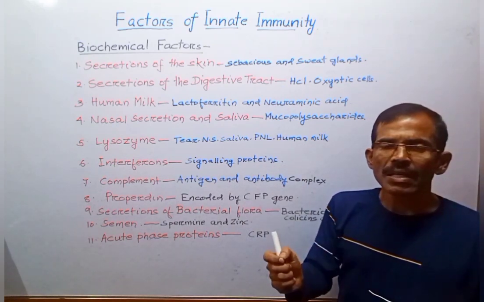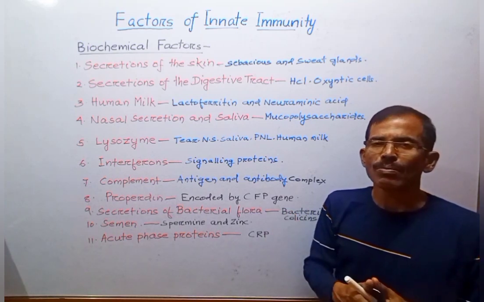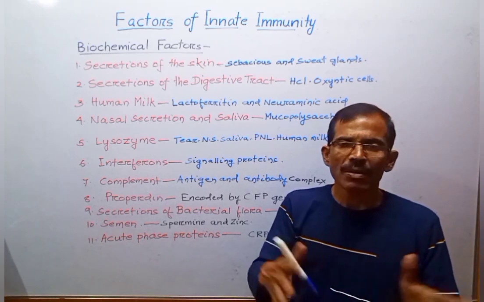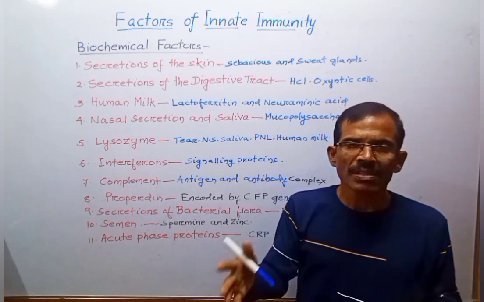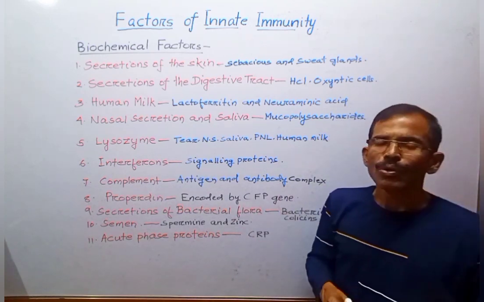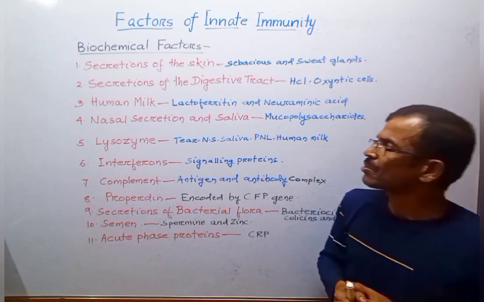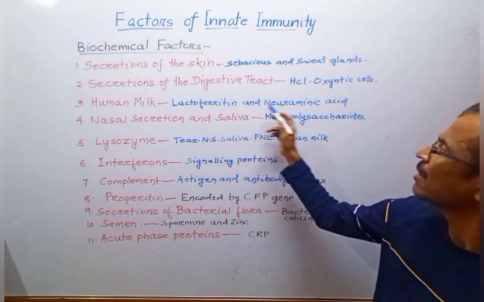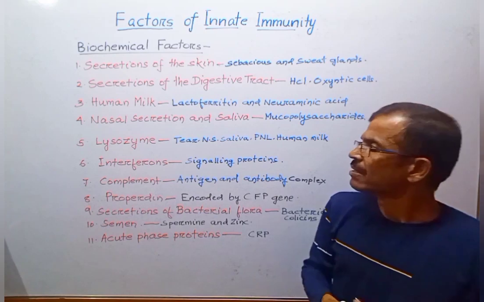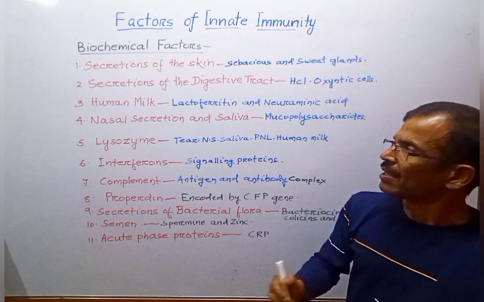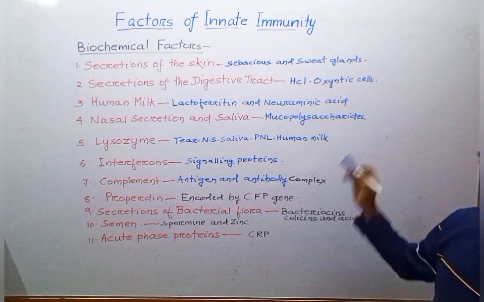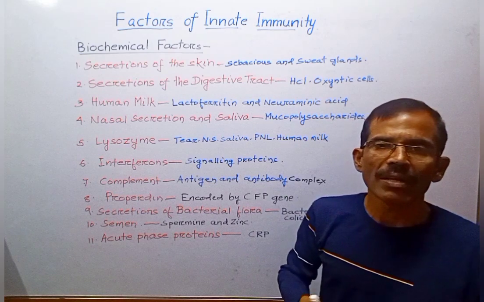The high acidity of the stomach also has microbicidal activity, and this is due to the secretion of hydrochloric acid by the oxyntic cells that line the stomach. Third factor is human milk, which is rich in antimicrobial substances such as lactoferrin and neuraminic acid, which fight against E. coli and Staphylococcus. And next one is nasal secretion and saliva, which contain mucopolysaccharides that inactivate certain viruses.